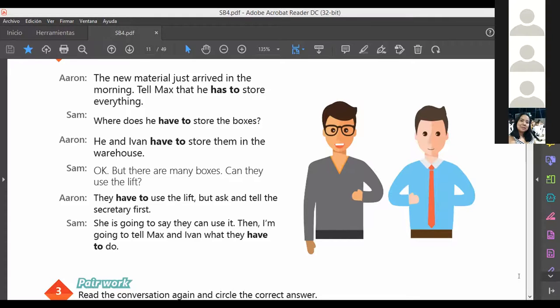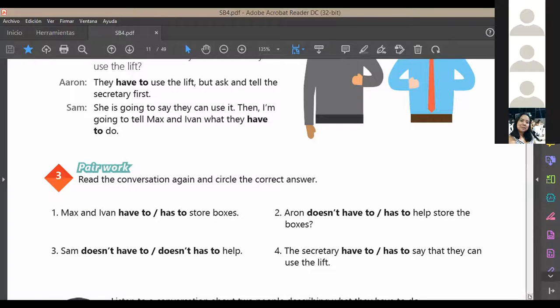A ver. Vamos a ver entonces. Por acá, abajito, tenemos algo importante. ¿Ok? Y esto es de verdad importante porque siempre se nos va por alto el do y el does, ¿verdad? Se nos va un poquito por alto. Entonces, practiquémoslo un poquito por acá. Read the conversation again and circle the correct answer. Bien, de acuerdo a la conversación, Max and Ivan have to or has to store boxes. Have to. Because they are two people, right? They. So they have to.